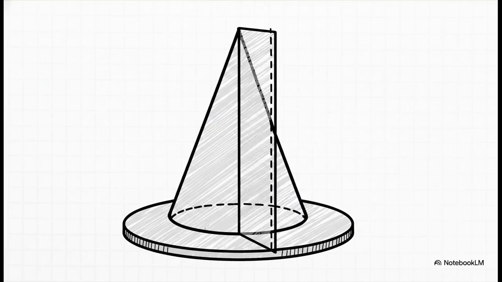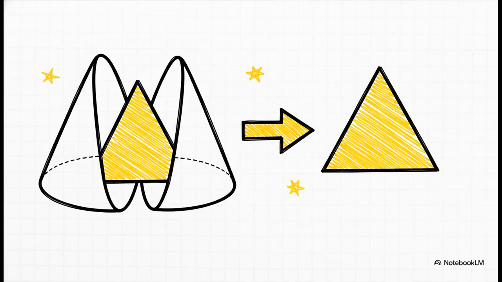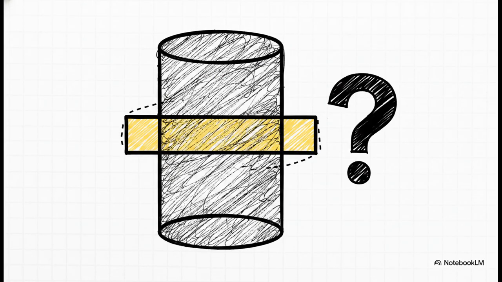So, picture a cone like an ice cream cone. Now imagine making 1 clean cut, straight from the very tip all the way down to the base. What 2D shape do you think that slice is going to reveal? It's a triangle. Yeah, slicing a cone in exactly this way perfectly reveals a hidden 2-dimensional triangle that was just waiting inside its structure.